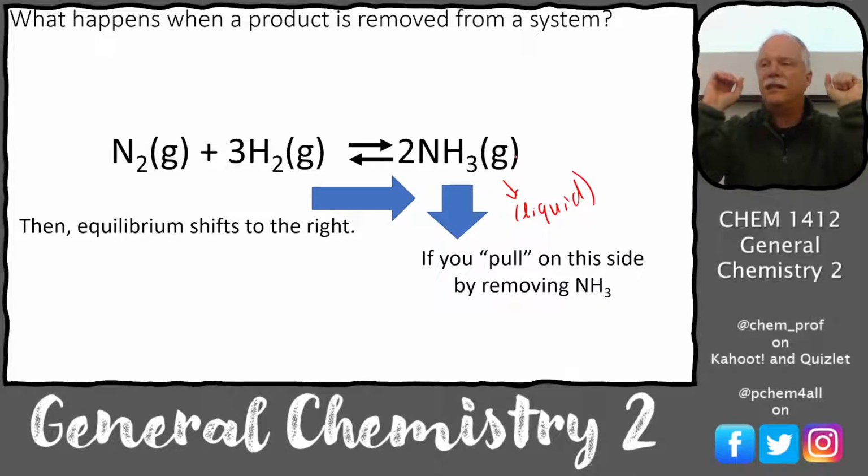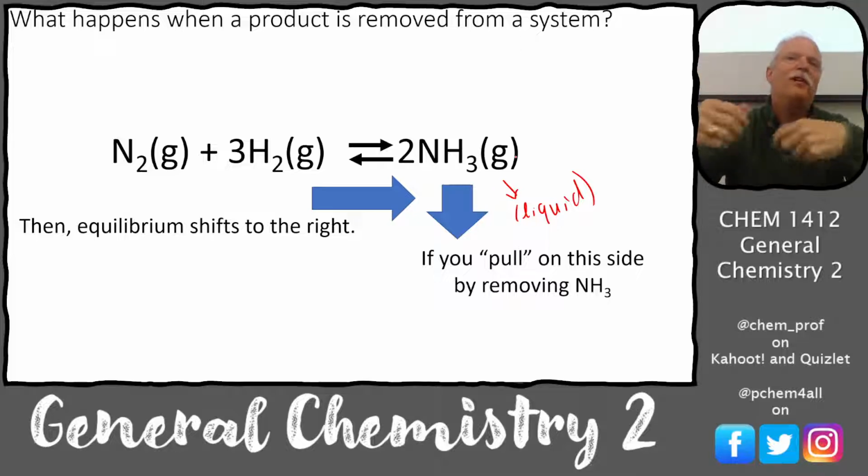So pressing is adding more of something. Pulling is like pulling on a reactant. You're removing it from the system. So if we remove ammonia by making it a liquid, then we'll pull this reaction to the right, and we'll make more ammonia to replace the amount that was missing.